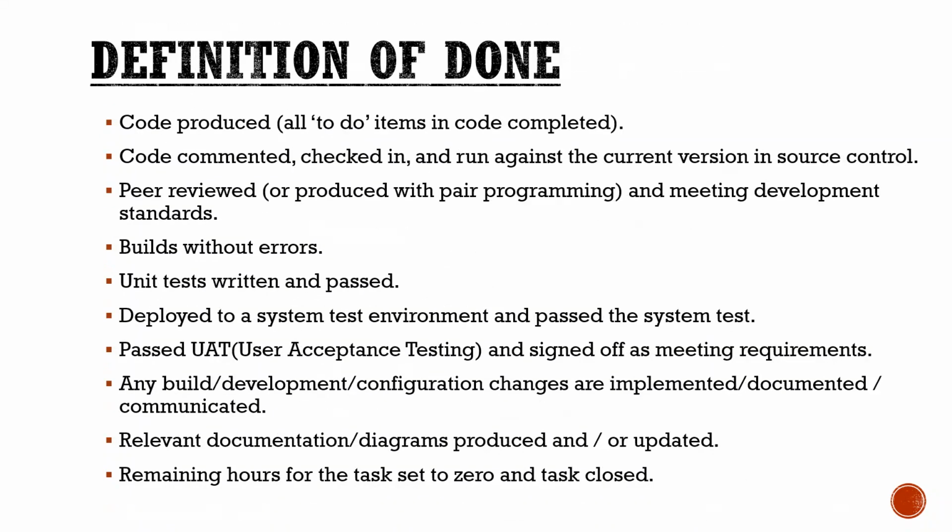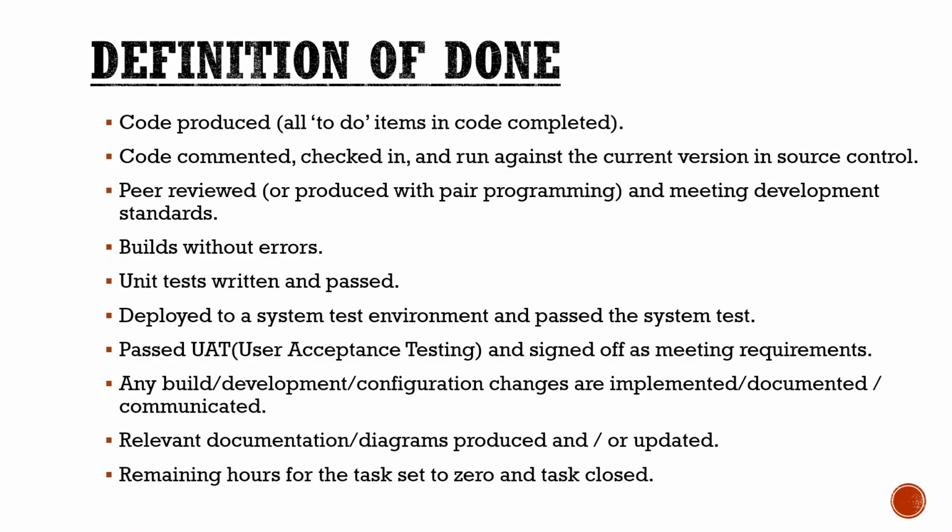In the previous slide, we saw what the definition of ready is. Now we are going to see what the definition of done is. In the definition of done, we will see what things are covered. Code is produced and all to-do items in the code are completed. That is, the software is completely developed. And sometimes the code will be commented, checked in, and run against the current version in source control.